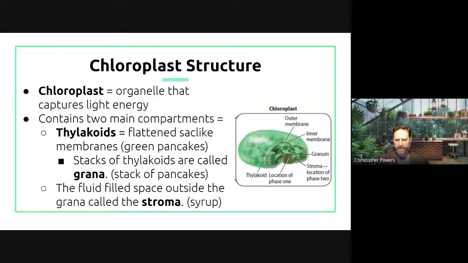These rice-looking stacked pieces here make it look like a pancake layer. It's called the granum. The spaces in between are the stroma, location of phase 2. One of these pancakes or rice-like structures is called a thylakoid. In the stack of the granum is the location of phase 1, which is a process of photosynthesis.